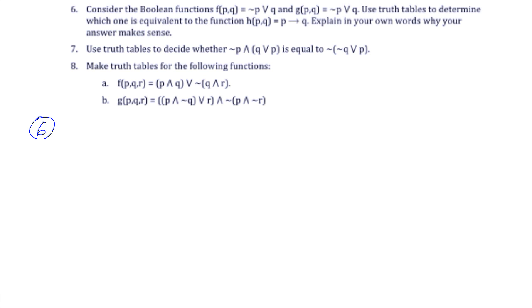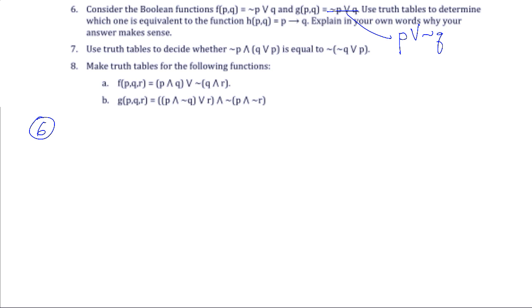I had corrected this one in Angel, and this one was supposed to be P or not Q. It's supposed to be different, basically just the opposite. The minus sign is supposed to be on the other one. So this is the corrected version as announced in class, and we want to use truth tables to determine which of these is equivalent to if P then Q.